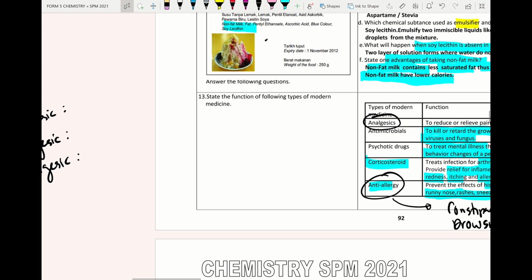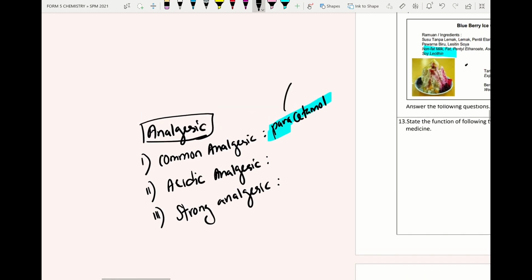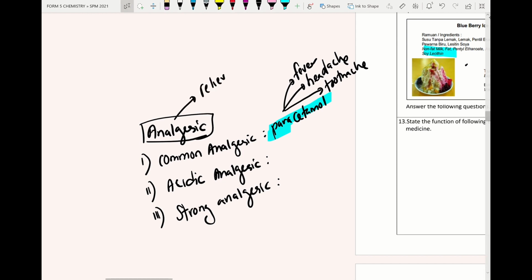This analgesic is divided into three examples of analgesic. Number one, common analgesic, which is known as paracetamol. This paracetamol is a common analgesic. Anyone can take the paracetamol. Please remember, this paracetamol is used to relieve fever, headache, and toothache. It is also used to relieve musculoskeletal pain. Please remember, analgesic is used to relieve pain.